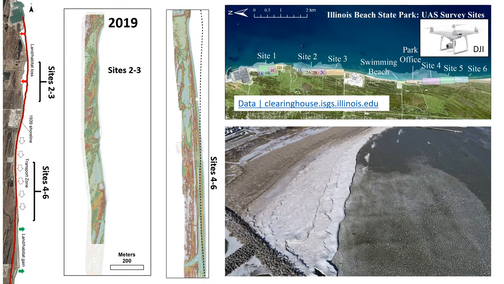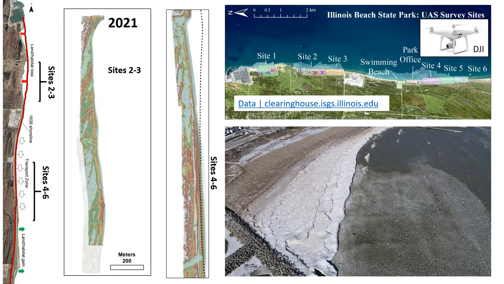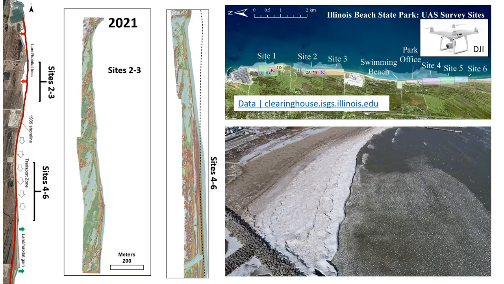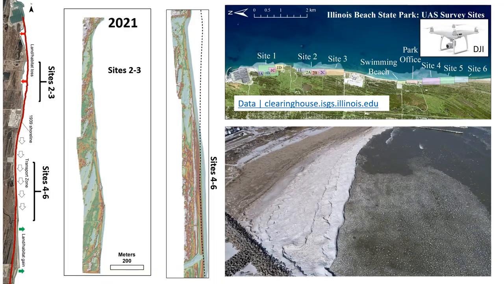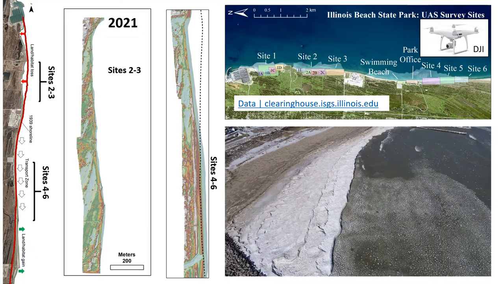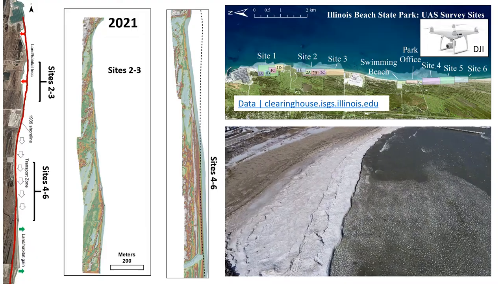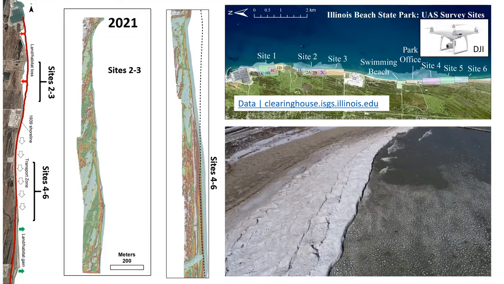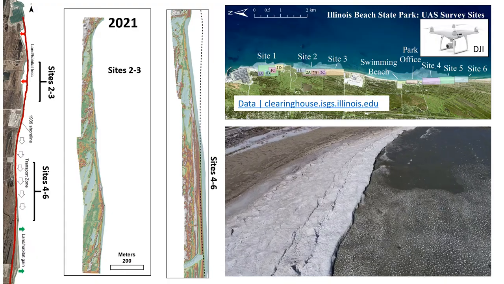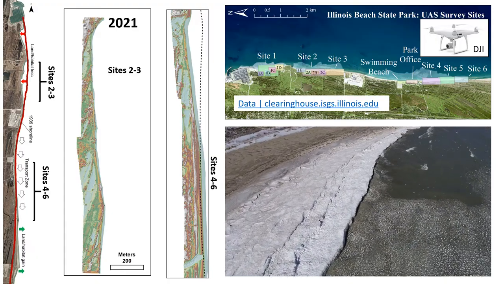Before we get into the bathymetric data, which is the main part of the talk, a quick slide on the subaerial monitoring our group does. We fly drones at four sites on a monthly basis and biannually elsewhere along Illinois Beach State Park. We do this year-round. We render DEMs from these surveys using structure from motion photogrammetry.